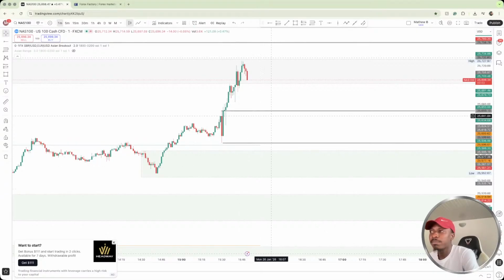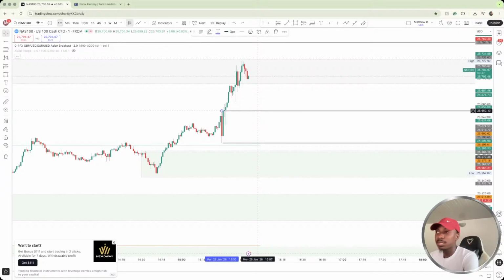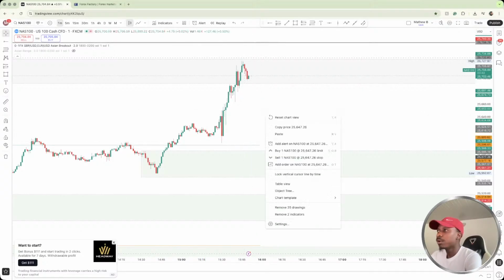But as soon as price actually broke the high of the first New York range that was created, it signifies to us that okay, there is interest in the market buying up into the next liquidity level. So that was why I knew that we could take a buy. I just didn't take a buy because of the risk reward, but it is okay.